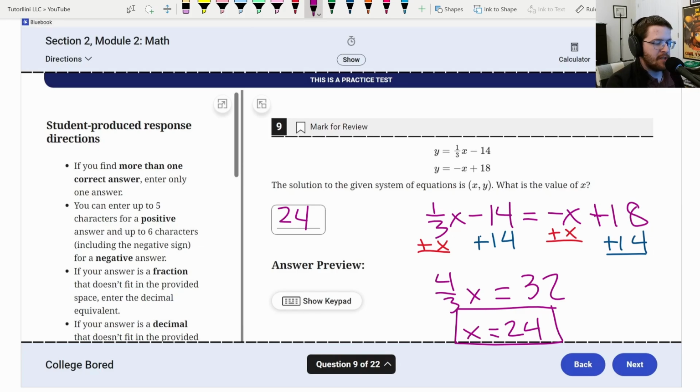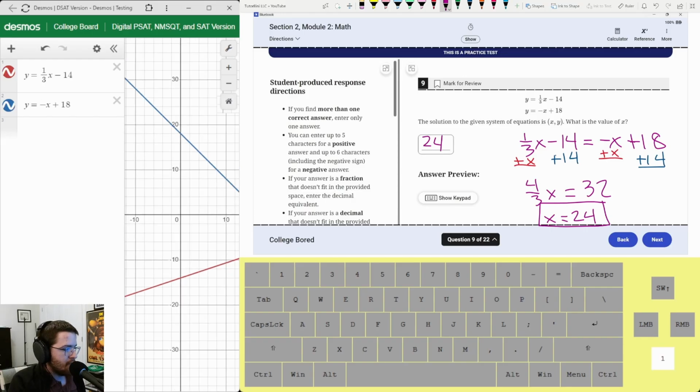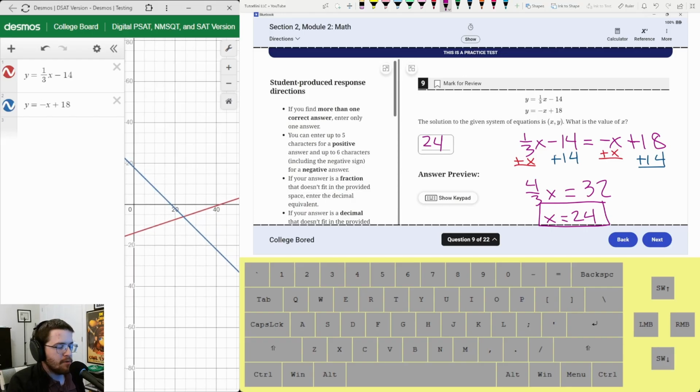We can also do this one entirely on Desmos, so let's go do that. Okay, so I typed in the two equations, and now I'm just going to zoom out using my scroll wheel. I click on the solution, and I see the x value of the solution, which is what the question wanted, is 24.